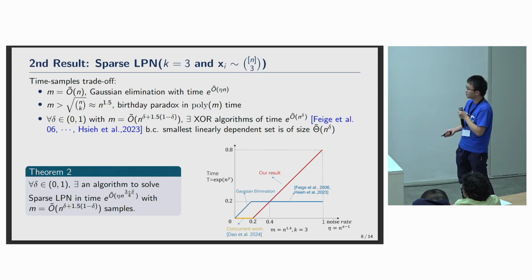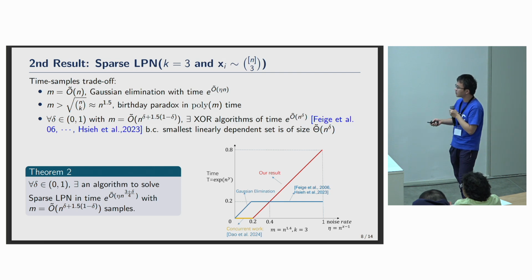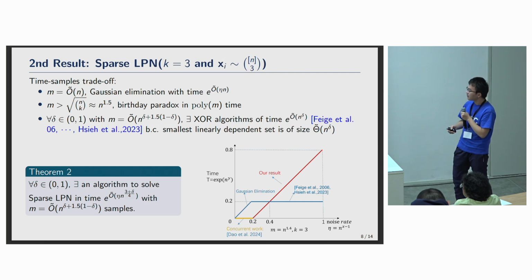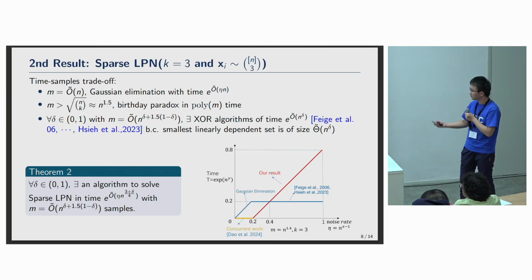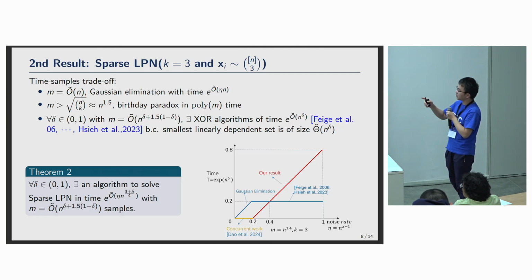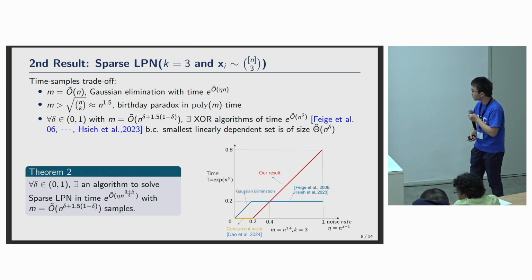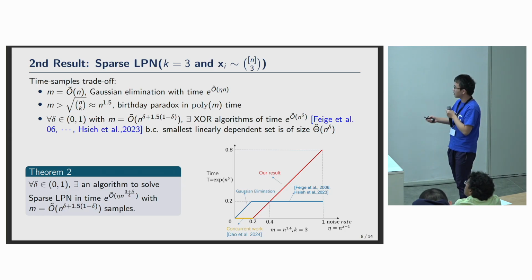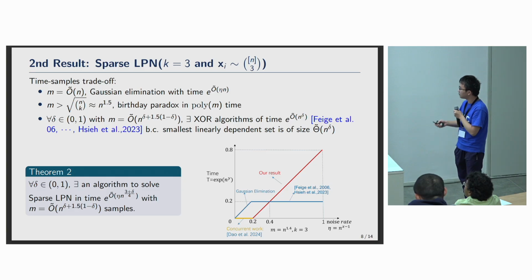Our contribution is an algorithm to solve sparse LPN in time e to the eta n to the (3 plus delta) over 4, with the same sample complexity as the third case. This picture shows a comparison of our work to the previous results.